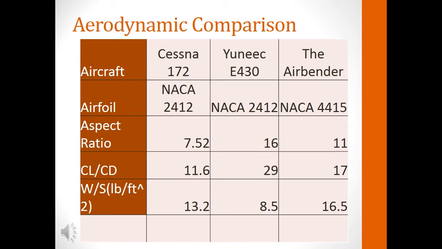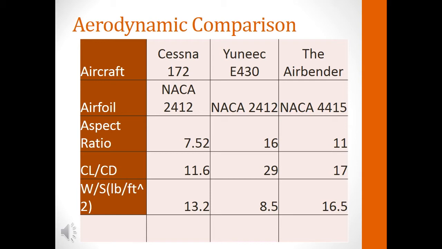This slide compares several aerodynamic parameters of our aircraft to two other aircraft. Compared to the Cessna, our aircraft has a higher aspect ratio, allowing for more lift, a larger CL over CD, which reduces drag, and a larger wing loading, allowing for more stability and speed.